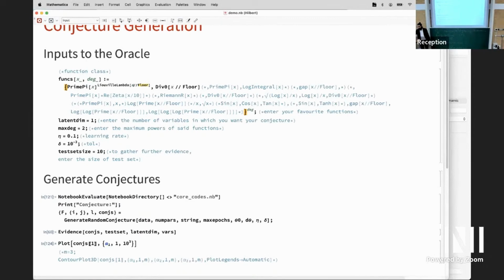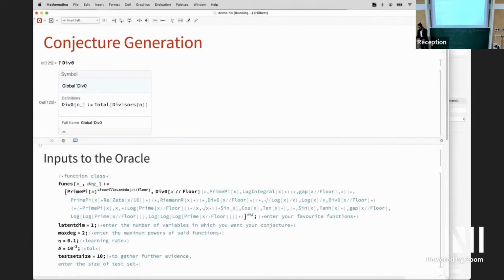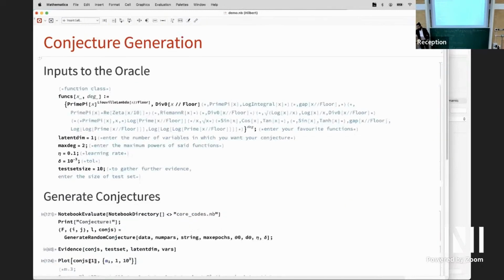Here I'm considering two functions. div0 is the sum of the divisors of an integer, and prime pi of x is the prime counting function. Just throw in the Liouville lambda function, which basically finds out whether the number of prime factors of a given integer is odd or even, plus or minus 1. And let's generate some easy conjectures on this.